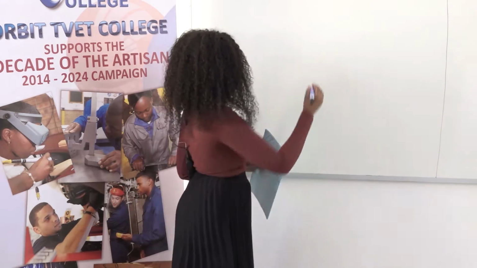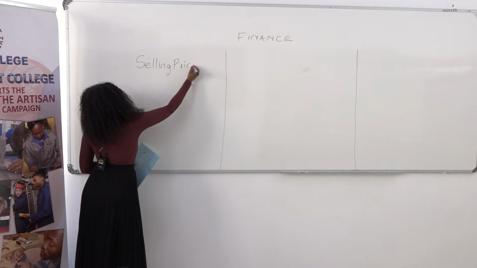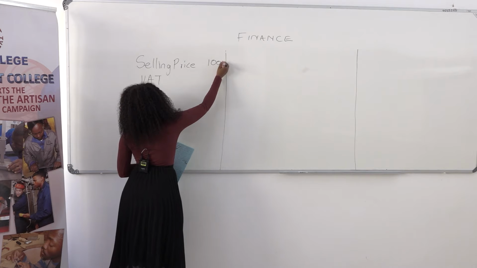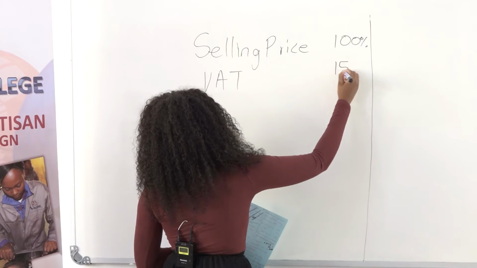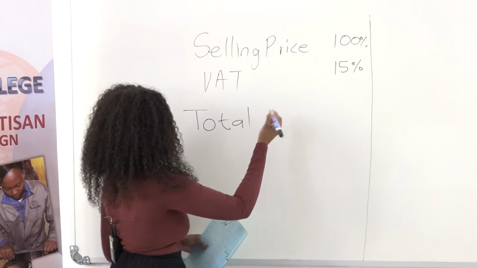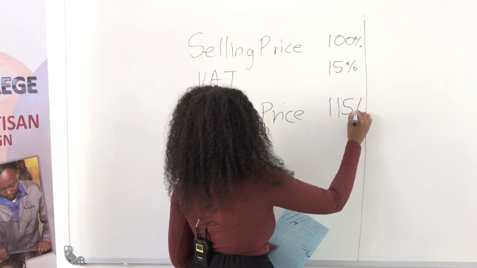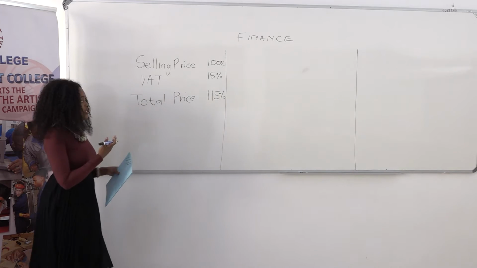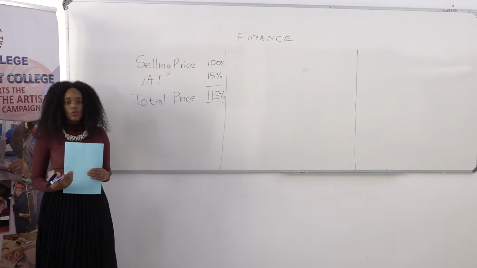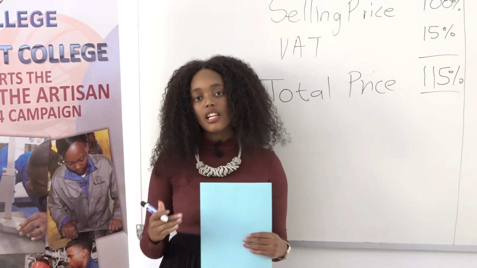This is what I mean. You have the selling price, and you have the VAT. The selling price equals 100%, and the VAT is 15%. So all in all, the total price you'll be paying for a product that you purchase in a store will sum up to 115%. This is how we illustrate it in a more mathematical way. So we're going to do some examples to illustrate how to get VAT, how to get VAT inclusive price, and how to get VAT exclusive price.